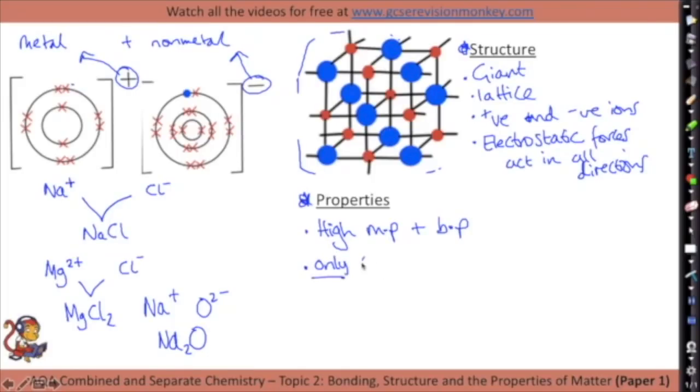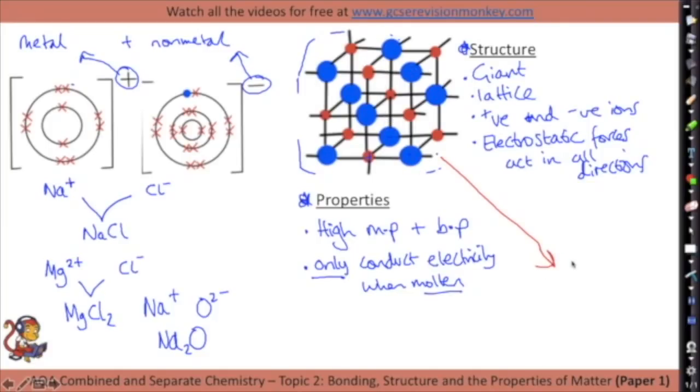So they only conduct electricity when molten, which means when they're melted down into a liquid. For example, in this case here, you've got positive and negative ions throughout. However, they are fixed, they cannot move. Electricity, or current, is the flow of charge, but at the moment in this solid state here, these ions cannot flow.